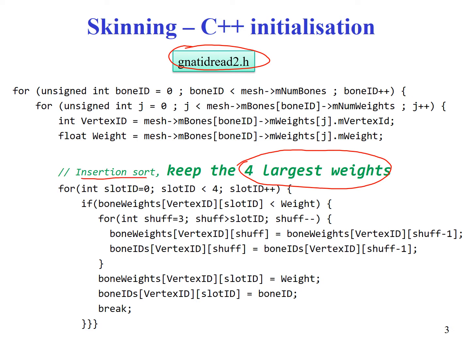So it's a double loop here that loops over the number of bones and the number of weights and gets the vertex ID, initializes a vertex ID and weight, and then sorts them to keep the 4 largest values, and hence this innermost loop is performing 4 iterations only, and the final values are stored inside the bone weights and the bone IDs.